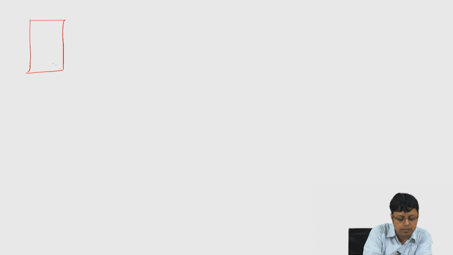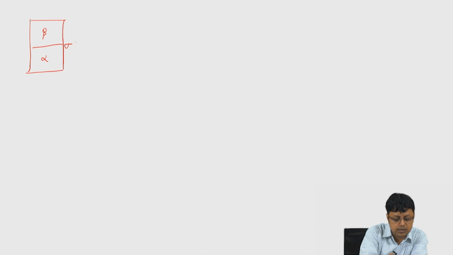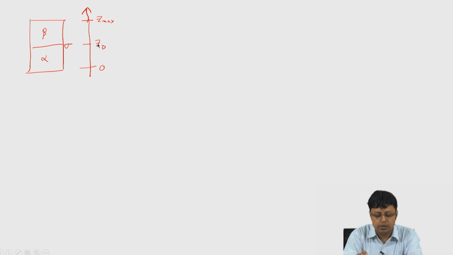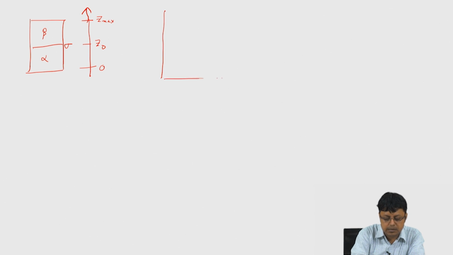For that, let us assume that we are plotting the concentration of a substance as we cross from the alpha to the beta phase. Suppose this is alpha, this is beta, and of course this is sigma, and along this direction we are watching how the concentration varies. Let us say this point is z equal to 0, and the length of the system in the z direction is, say, b. We can call it z max, and at the midpoint where the interface exists we call it z0.